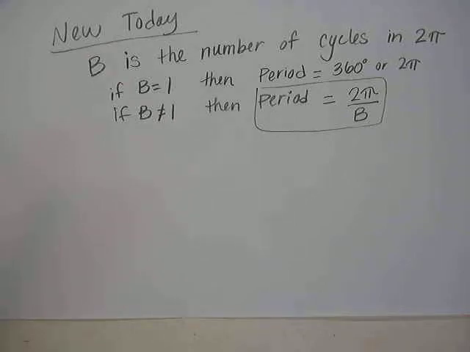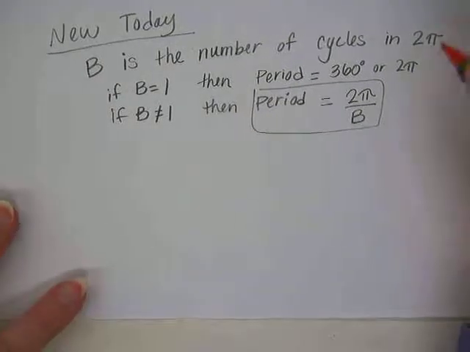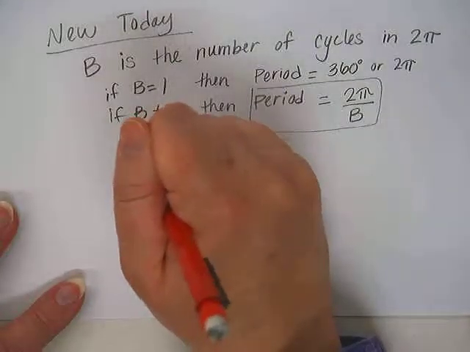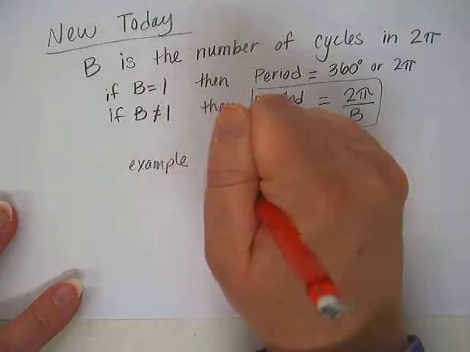So let's think about that. Since b is the number of repeats in 2 pi, let's suppose we have b, the number b equals 2 in an equation. That would mean that there are going to be 2 repeats of the graph in 2 pi. So if there are 2 repeats of the graph in 2 pi, how long will the graph take to repeat once? Now that's a very common mistake, Bryce. Think through that again.